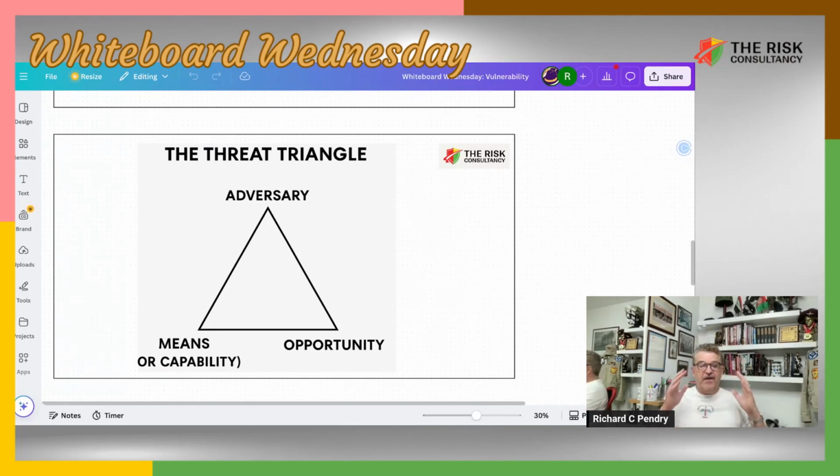Next is the opportunity, which is the vulnerability. How vulnerable is the asset that we're trying to protect? If it doesn't have the layers, the onion layers, which we spoke about previously, then there will be more vulnerability to that asset and more opportunity for the adversary to attack it.